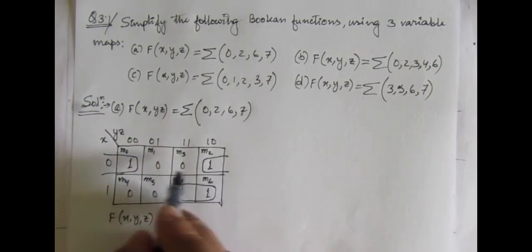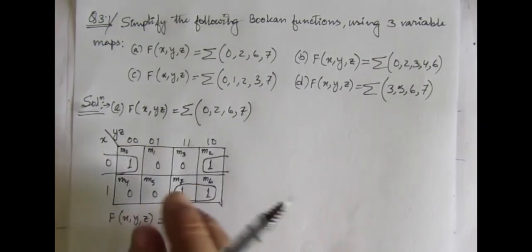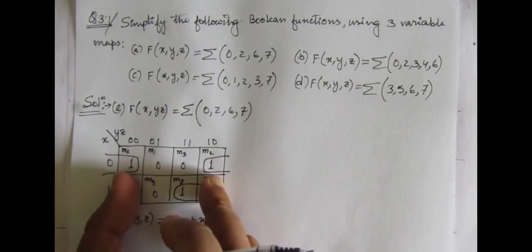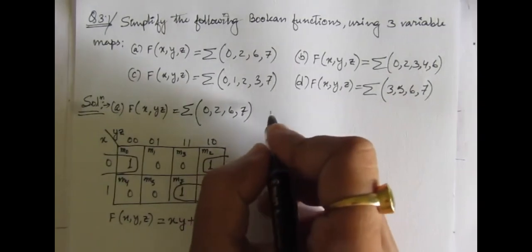So from here we can say that we have x bar, and from these two terms we can see that y has 0 and 1, so y will be discarded, and z has both 0, so we'll write z bar. Now let us solve part B.